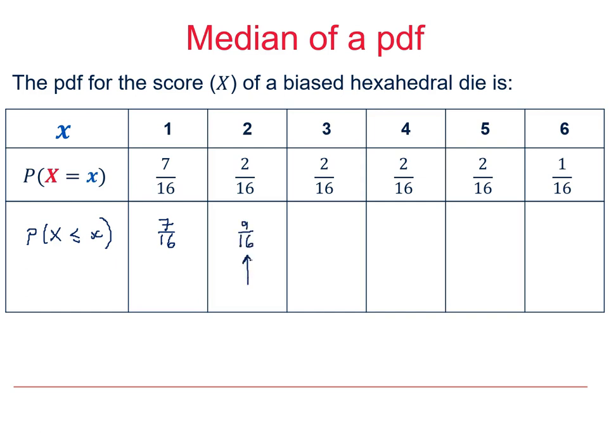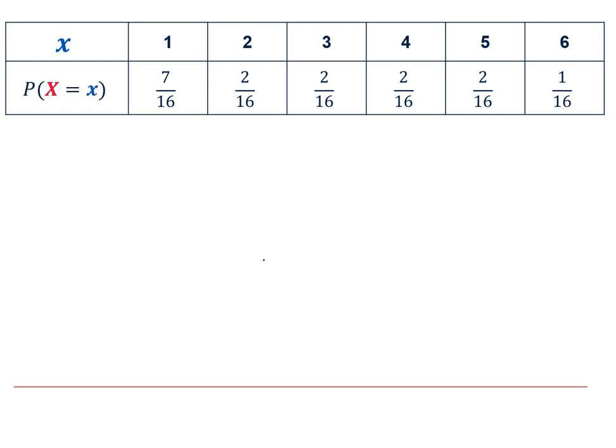Now 8 over 16 would give us the halfway point, so if you imagined having 7 1s, 2 2s, 2 3s, 2 4s, 2 5s and a 6 and putting those in order, 2 would be the median value. And we know this because in this category here we are first going over the 8/16, the halfway point.